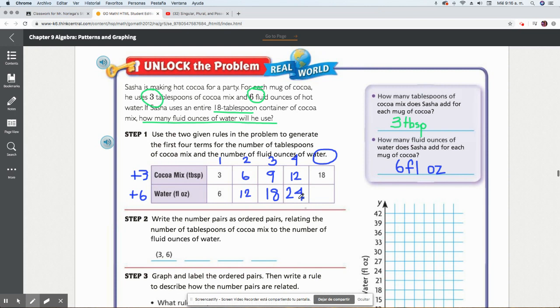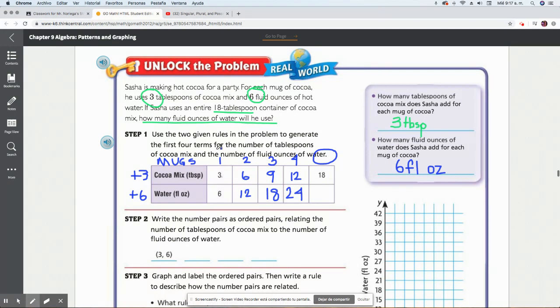Okay, and I'm going to stop right here because I could add 24 plus 6 to equal this number, but I don't have a 5 right here. That would be if a 5 would be right here on the top. But since I don't have it, I need to find that number. So this is where I am going to stop and think of a rule. What can I do to the number of mugs, which of course is not part of my table, but I can add that section. What can I do to the number of mugs to get the number of tablespoons of cocoa mix?